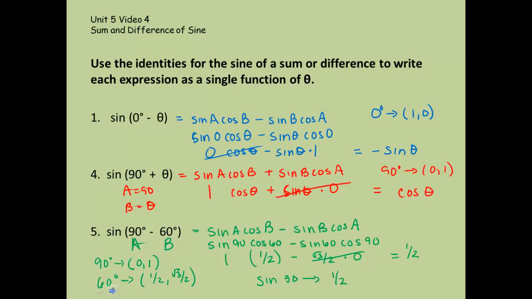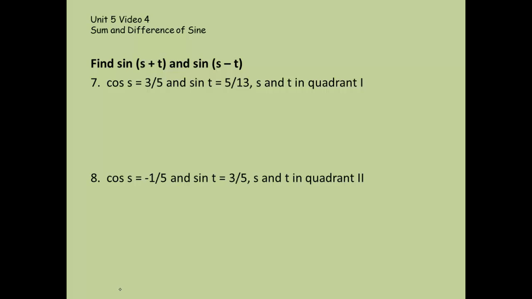Alright, you can finish up numbers 2, 3, and 6 on your own. And numbers 7 and 8, we're moving down to the bottom of the page there. Just as we did with our cosine, we're going to have to draw the triangles for these.